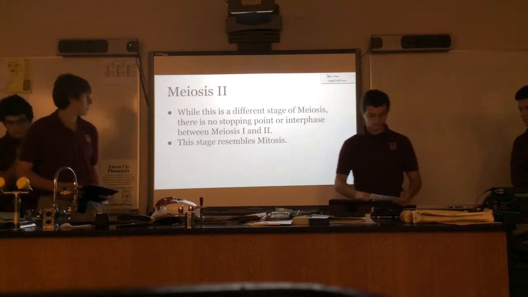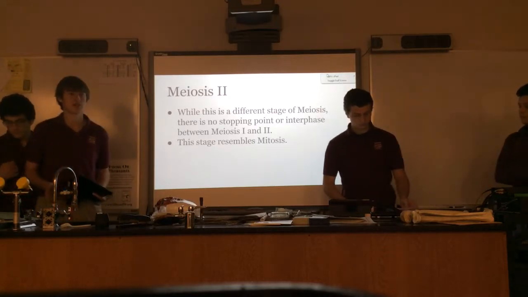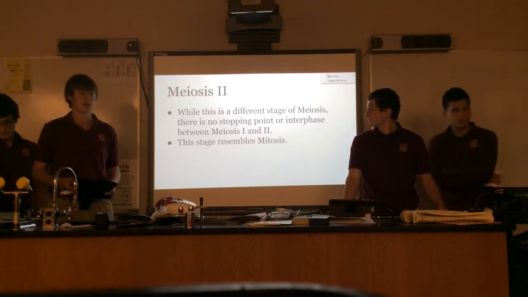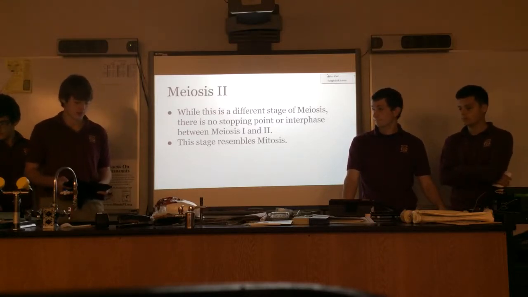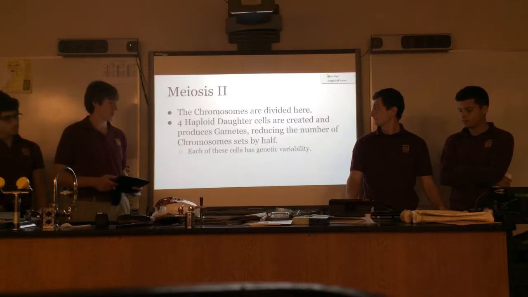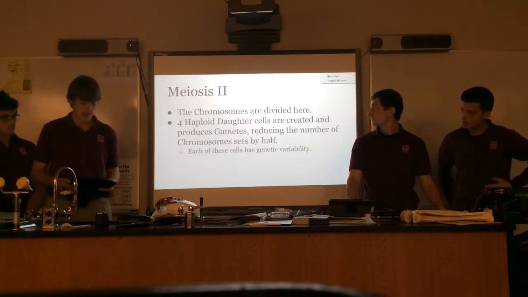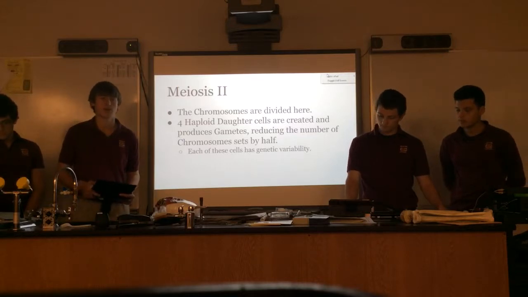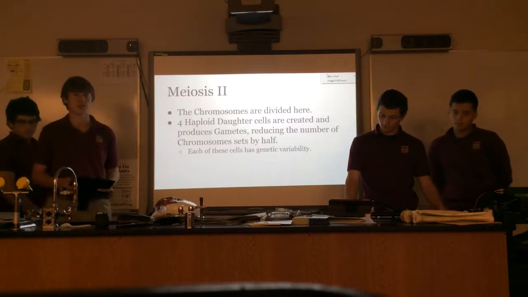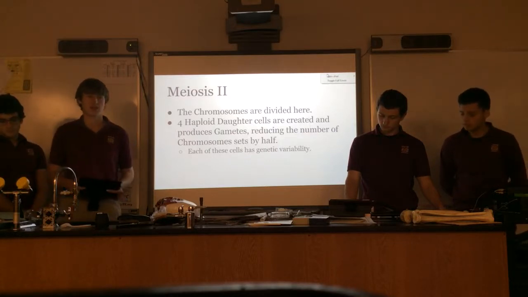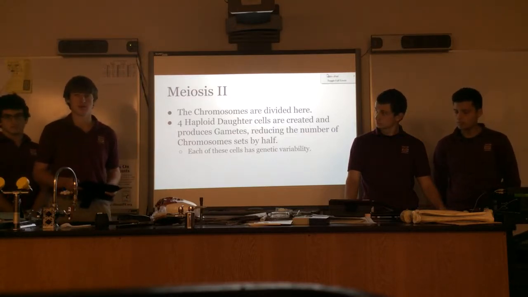In meiosis 2, there is no stopping point in between meiosis 1 and 2, it just continues. And this stage also resembles mitosis. Here the chromosomes are divided, which produces 4 haploid daughter cells, each having half the set of chromosomes as the parent cell. And each of these cells has genetic variability, which I'll explain later when I'm going through the steps.